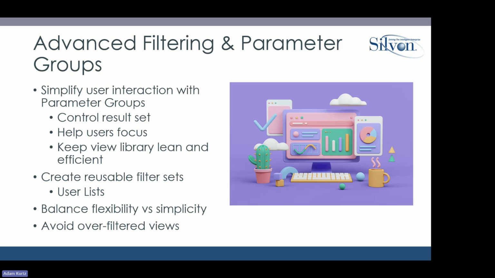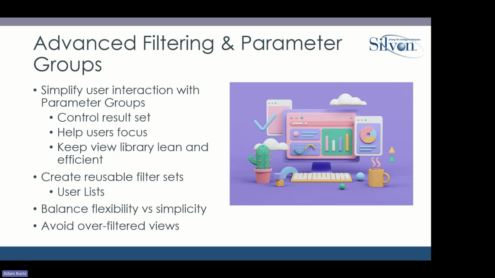Advanced filtering and parameter groups is another way to have the view focused in on what they want to see. So you can start the view with a filter or a question to the user and have them filter it based on the customer they want to see or the products that they want to see before they start going into the data. So it helps users focus in on what works well for them. And this keeps the view library lean and efficient, so you don't have a bunch of different unique views out there that basically do the same thing. So that's something that you want to stay away from.